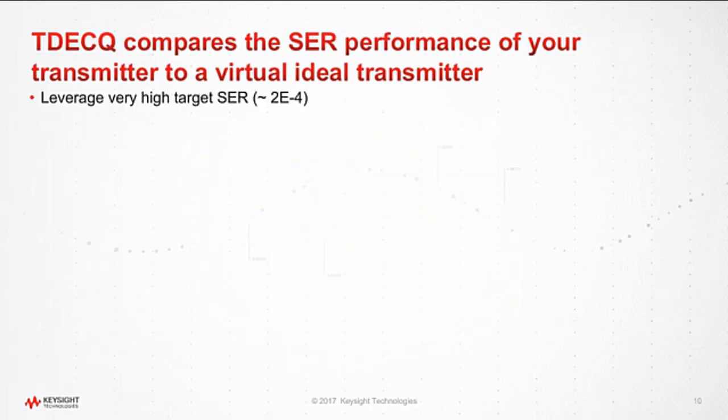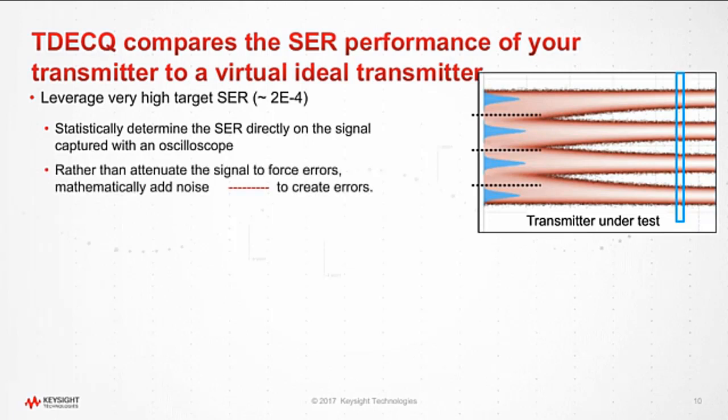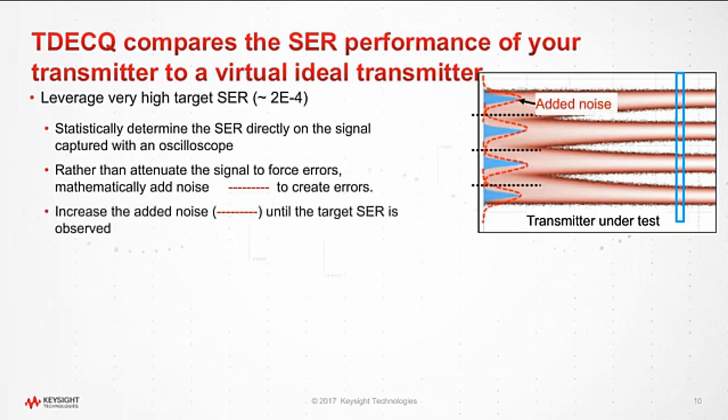Again, we're leveraging the fact that the link itself, the signal, is operating with a very high symbol error ratio, on the order of 2 times 10 to the minus 4. And so the first step that we do is we statistically determine the SER on your signal or on your DUT using an oscilloscope. Rather than attenuate the signal to force errors like we did with TDP, we're now mathematically adding noise to create errors. And we continue to add noise onto the incoming signal until the target SER is observed. So that's on your DUT.